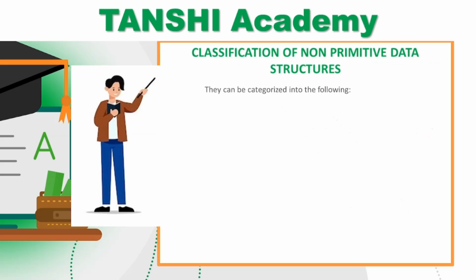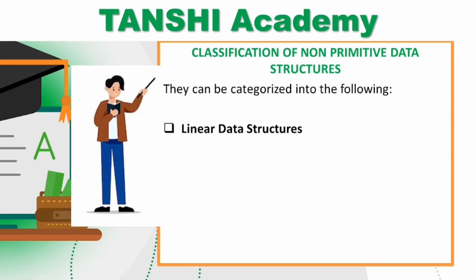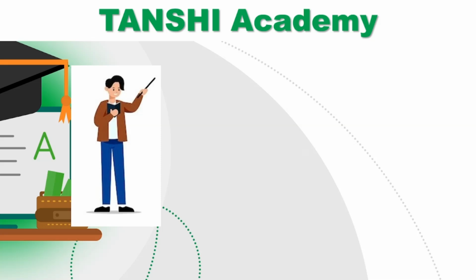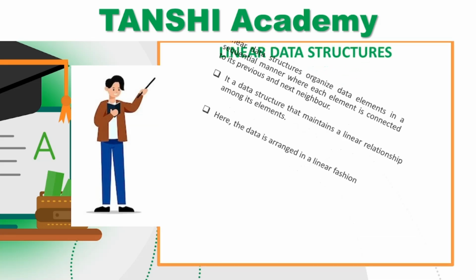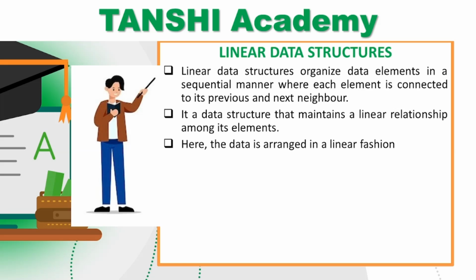Now, classification of non-primitive data structures. Non-primitive data structures can be classified as follows: linear data structures and non-linear data structures. And of course, when we want to look at linear data structures, they organize data elements in a sequential manner where each element is connected to its previous and next neighbor. So in linear data structures, elements are in a sequence like what we have in arrays. It is a data structure that maintains a linear relationship among its elements, and of course here the data is arranged in a linear fashion.